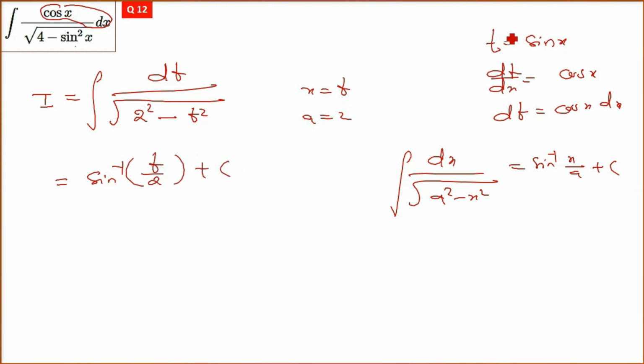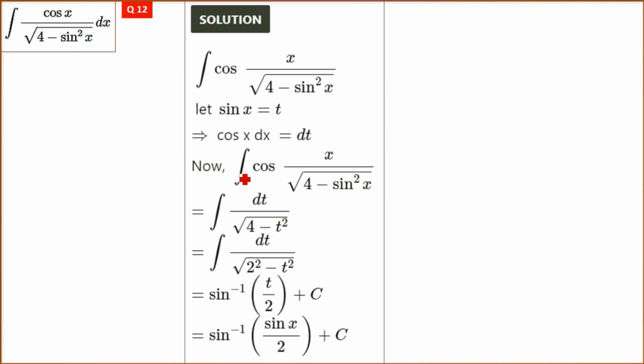But t was taken as sin x, if you remember. This will be sin inverse of sin x by 2 plus constant of integration. That's your final answer. So this is how it can be done.